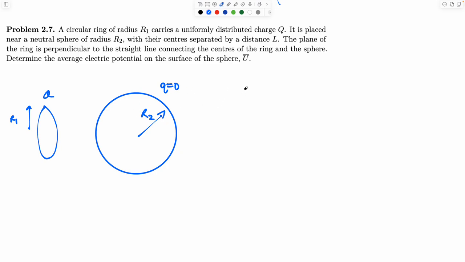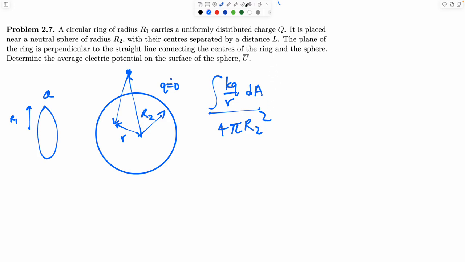You can average the potential by simply doing potential times an area element. So if you have a random point R, the potential is just KQ over R. And then you can do it dA, where dA is the area element. You integrate over all, and then you divide by the total area, 4 pi R squared. Okay, so you can use this approach to average.